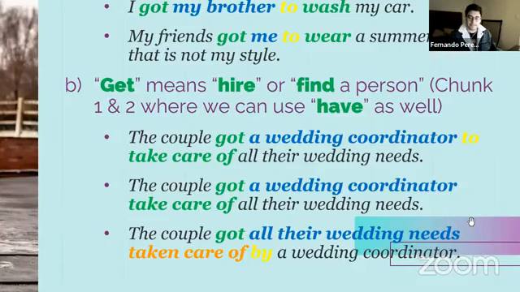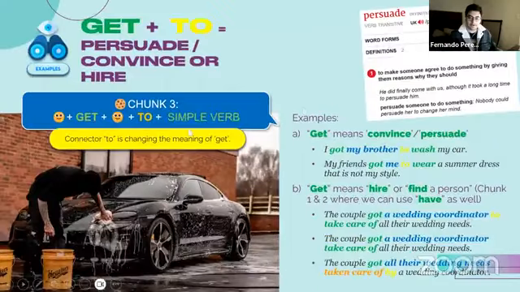You see? So the verb get is very flexible when you are talking about persuasion, when you are talking about convincing another person, and when you are talking about hiring another person. Okay. Any question on this side?